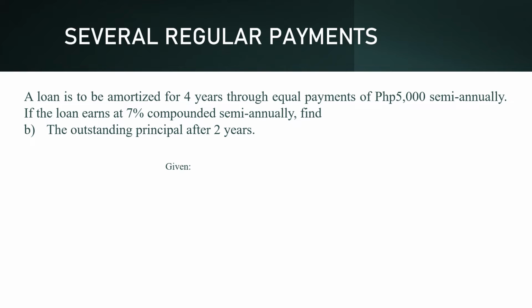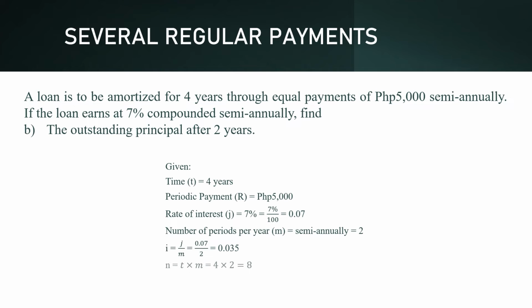Now, we're going to get the outstanding principal after 2 years. The given are the same except that this time, a k will be added, which is the number of periods after 2 years. Because m is equal to 2, we're going to multiply it to the number of years, which is also 2, which gives us 4 as the number of periods after 2 years.